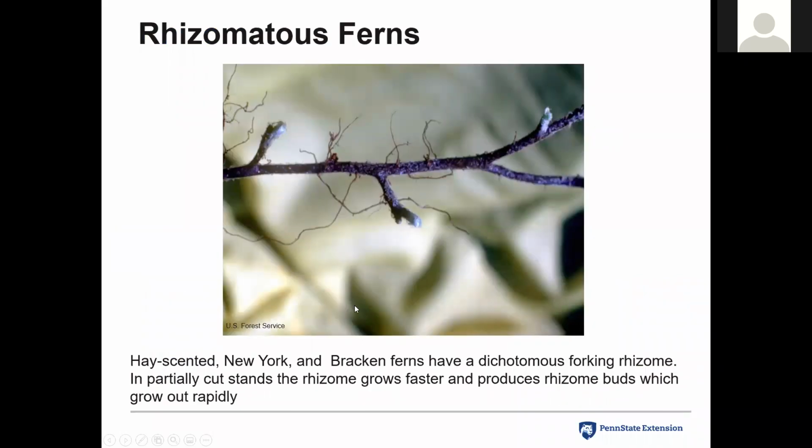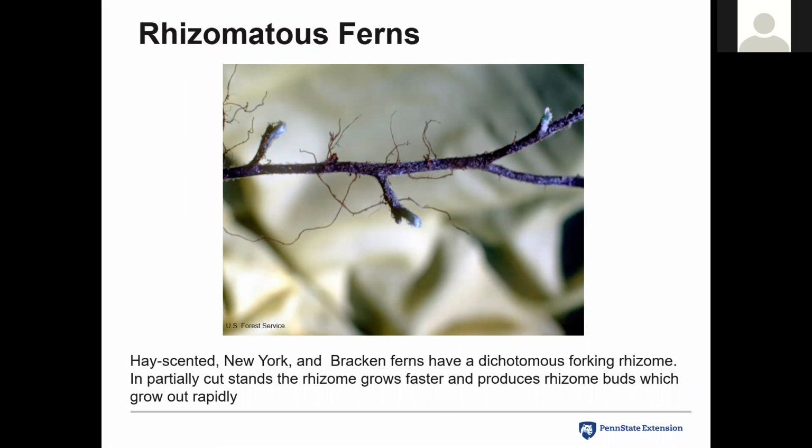And so here's a picture of the rhizome. So the rhizome is the root system. So we can describe these ferns as rhizomatous ferns. And along that rhizome or root system, you can see little buds here. And each one of these is where a frond will ultimately grow off of that rhizome or that root system. So they describe it as a dichotomous forking rhizome. So as that rhizome grows through the soil, it forks periodically and sends up individual fronds off that same root system.